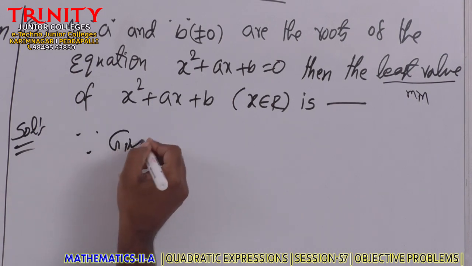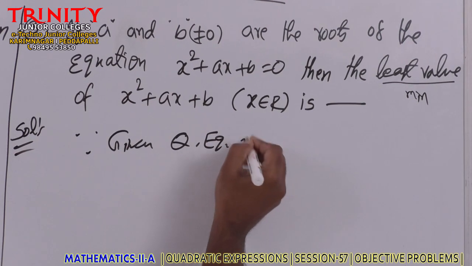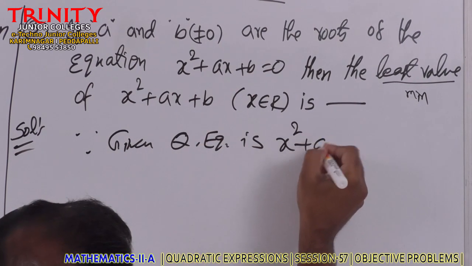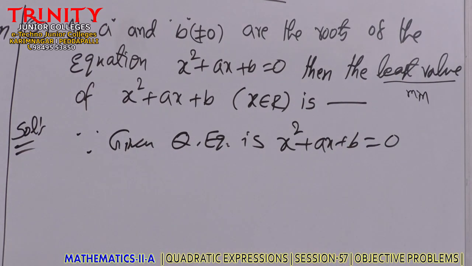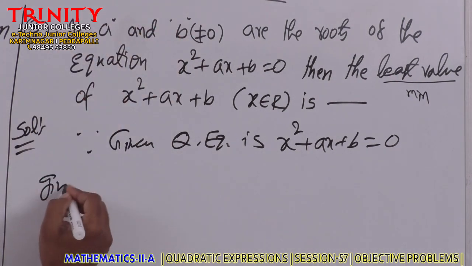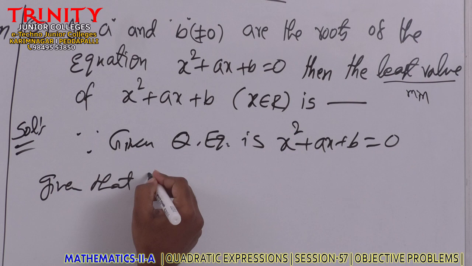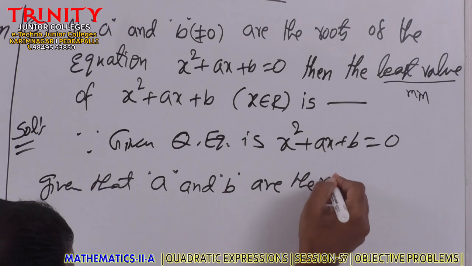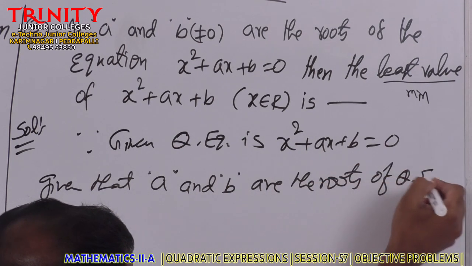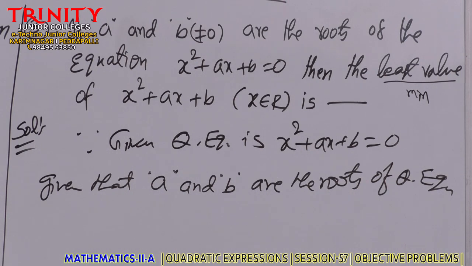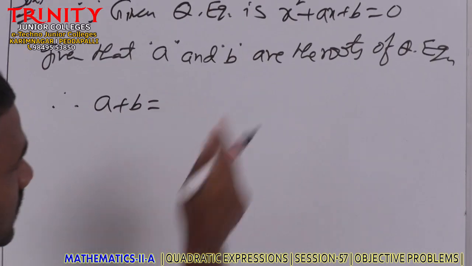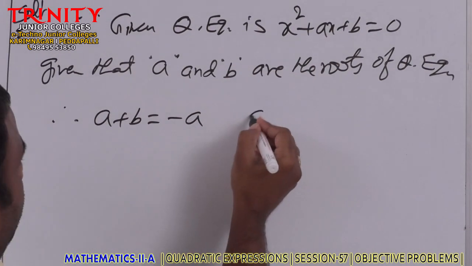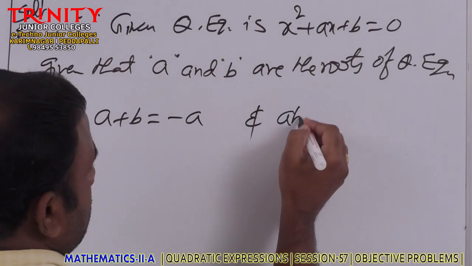Since the given quadratic equation is x square plus ax plus b equal to 0, you are saying that the roots of this quadratic equation are a and b. Given that a and b are the roots of the quadratic equation, therefore use the sum of the roots. Sum of the roots, a plus b is equal to minus a, and product of the roots ab is equal to b.